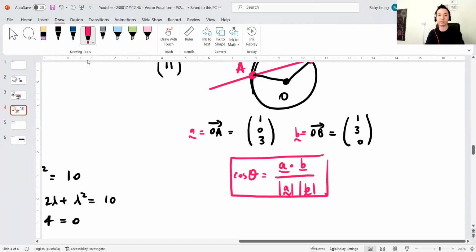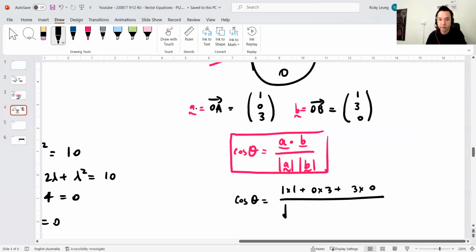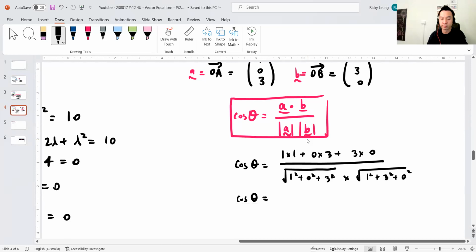I need the dot product and I need the magnitudes, so let's do it all in one hit. Cos theta is the dot product, which is 1 times 1 plus 0 times 3 plus 3 times 0. That's pretty easy, that's just 1, over root of 1 squared plus 0 squared, I'm just showing you all the working out, times root of 3 squared plus 0 squared. So cos theta equals 1 on top, and that's root 10, I think it's just 10. Therefore angle AOB equals cos inverse of 1 on 10.